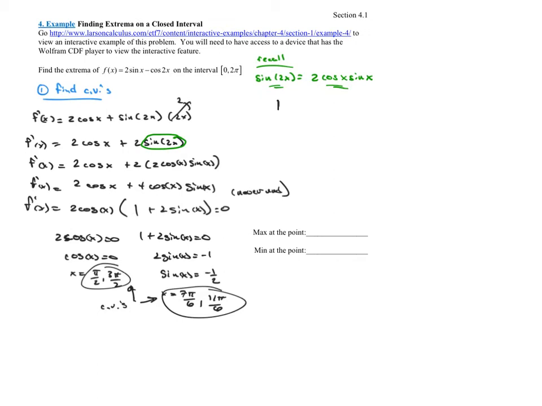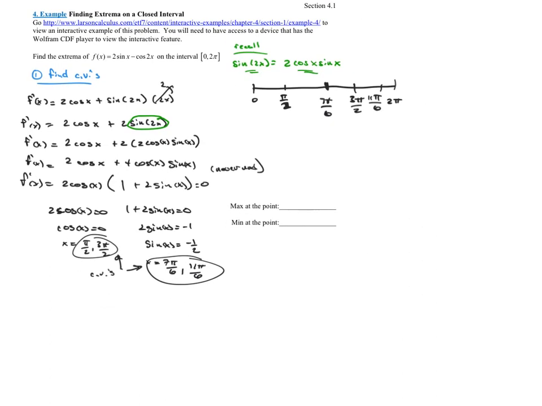Let's consider that interval. We have 0, we have 2 pi. What else do we have? Well, we have to put the critical values in here. There's pi over 2. There's 3 pi over 2. We also have 7 pi over 6, which is just more than halfway, and 11 pi over 6, which is really close to the end. So it seems to me that we have 1, 2, 3, 4, 5, 6 different numbers that we have to plug in, including the critical values and the endpoints.